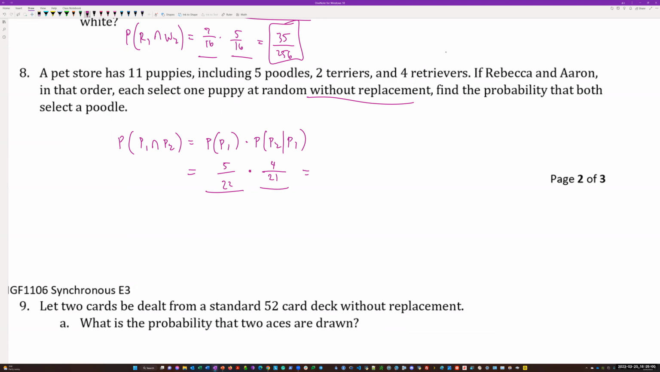So then 4 goes into this 11, so that's 2. So then we get 10 over 11 times 21. What's that? 210 plus 21, 231. Does that make sense? Question?